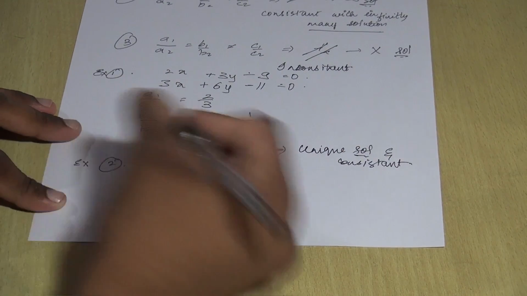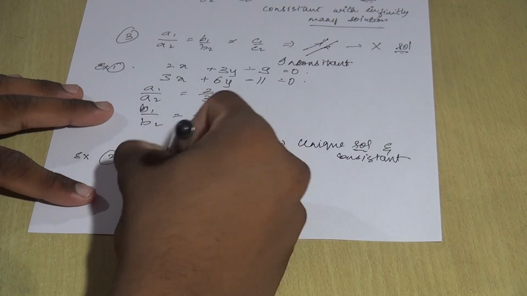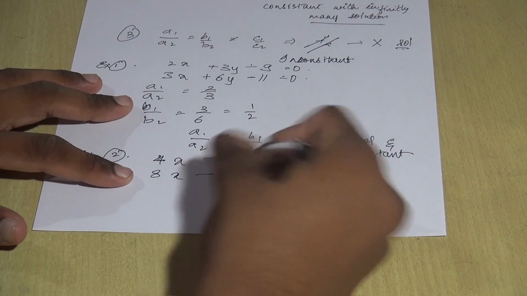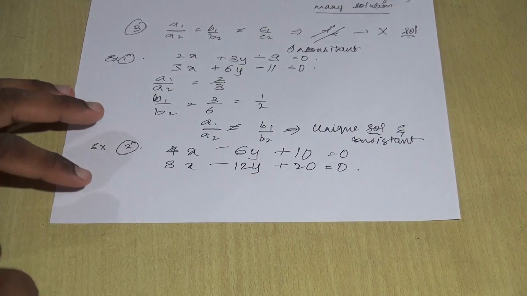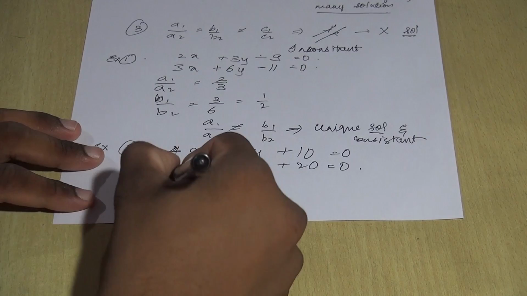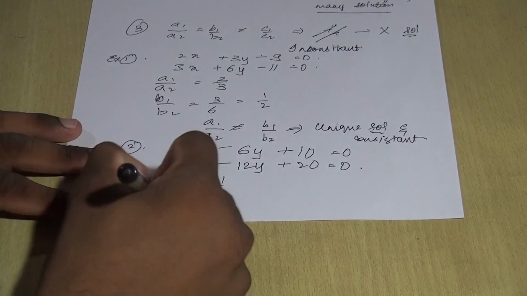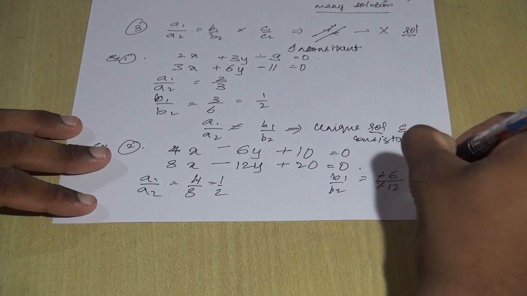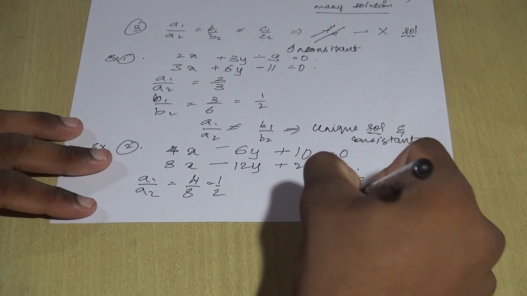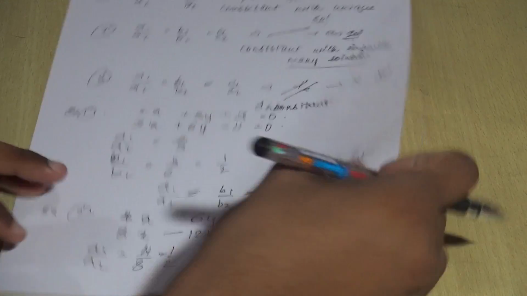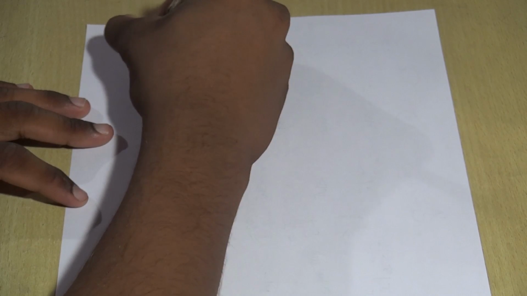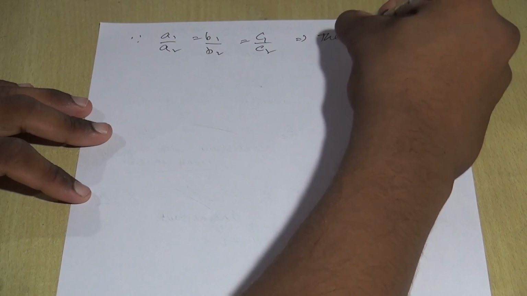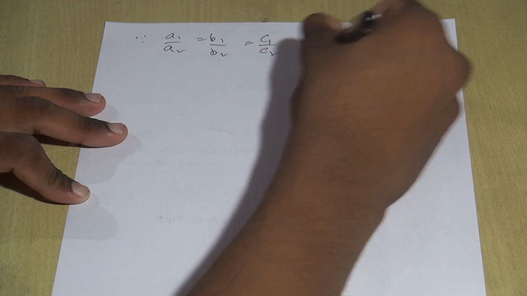Okay, let's take the example for the second one, where all three are equal. So 4x minus 6y plus 10 and 8x minus 12y plus 20, obviously equal to 0. In these two equations, a1 by a2 will be equal to 4 by 8, which is also equal to 1 by 2. If you take b1 by b2, this also will be equal to minus 6 by minus 12. Always you need to take the signs. So this will be equal to 1 by 2 again. And c1 by c2 will be equal to 10 by 20 is equal to 1 by 2. Since a1 by a2 is equal to b1 by b2, also equal to c1 by c2, the lines are coincident and have infinitely many solutions.